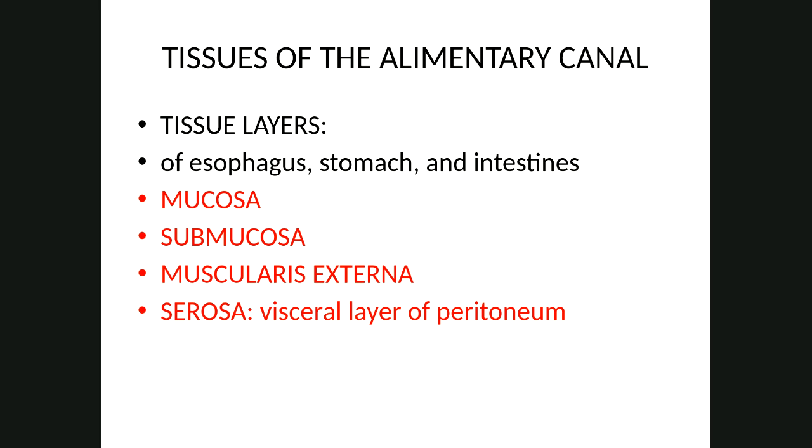All right. So the tissues of the alimentary canal are in the esophagus, stomach, and in the intestines. Then we have three layers. We have the mucosa, the submucosa, and the muscularis externa. We also have a layer that's called the serosa, and that's the visceral layer of the peritoneum.